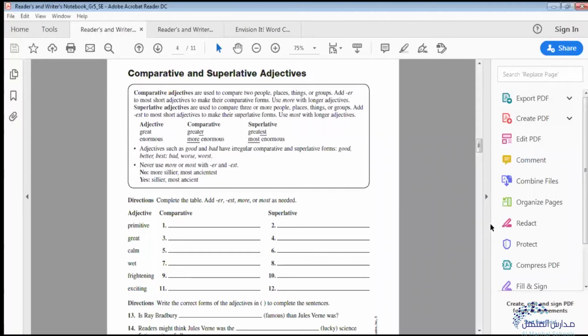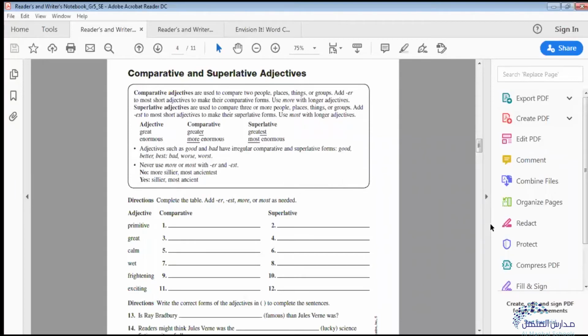Okay? This student compared to the others is the cleverest. You add est. Right. Let's take some examples of longer adjectives. For longer adjectives, you add most. Right?